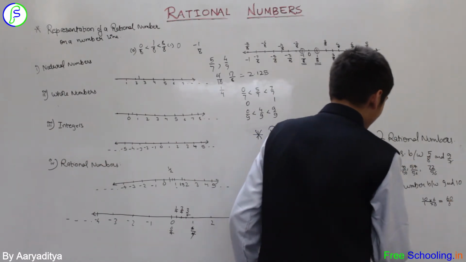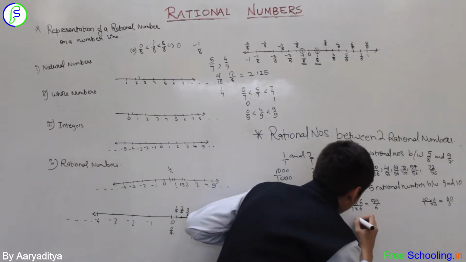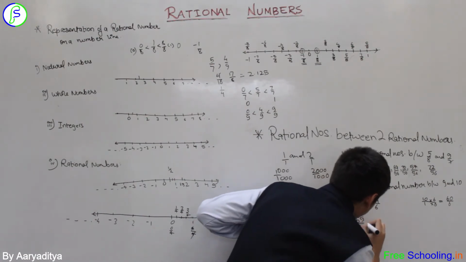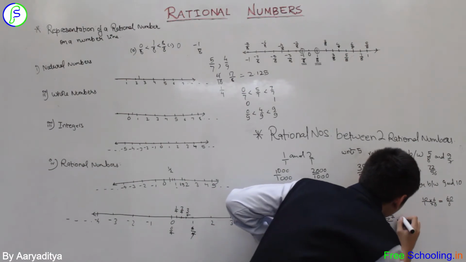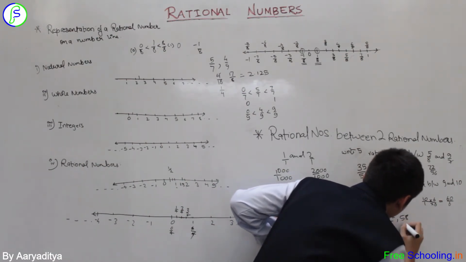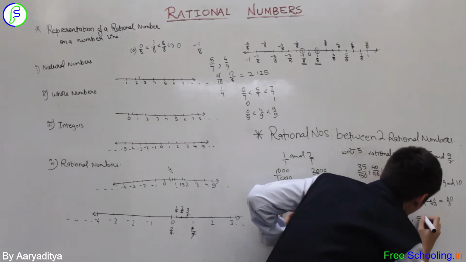So I can see that I have numbers like 55 by 6, 56 by 6, 57 by 6, 58 by 6, and 59 by 6.